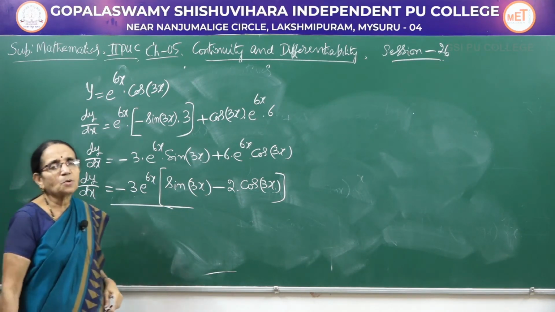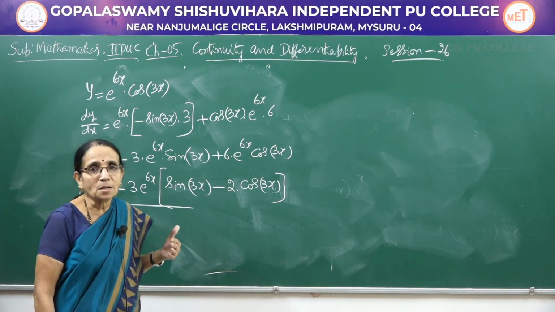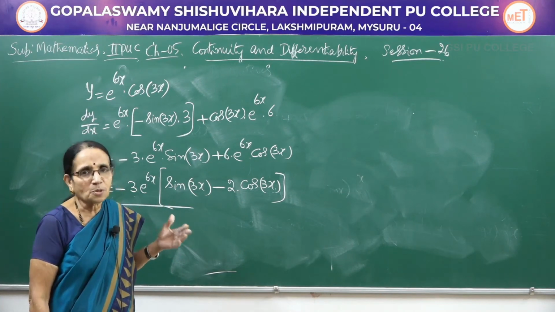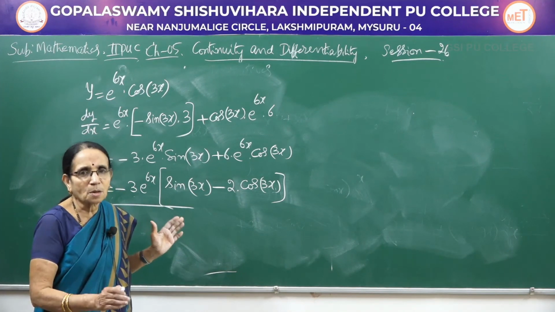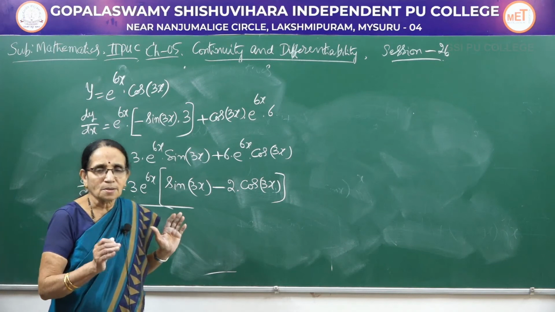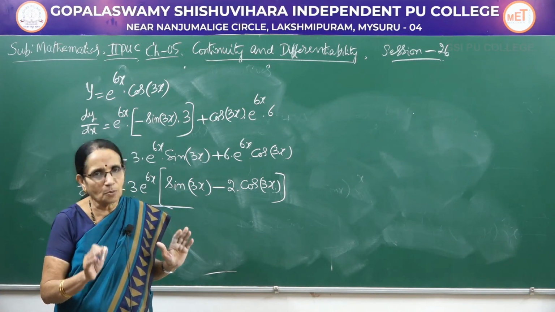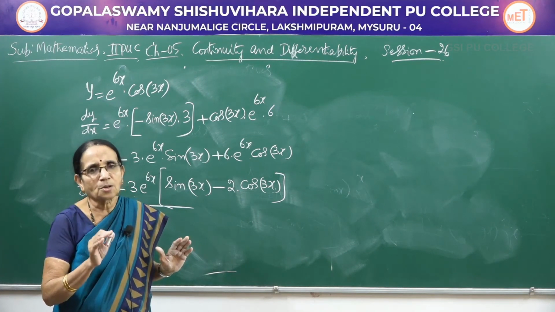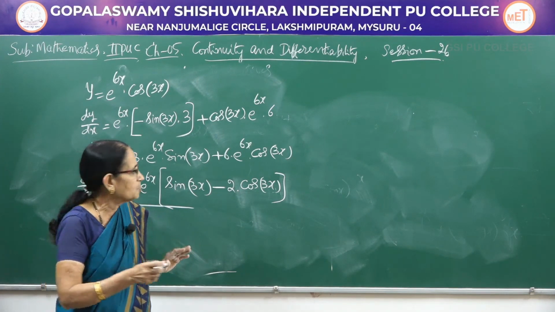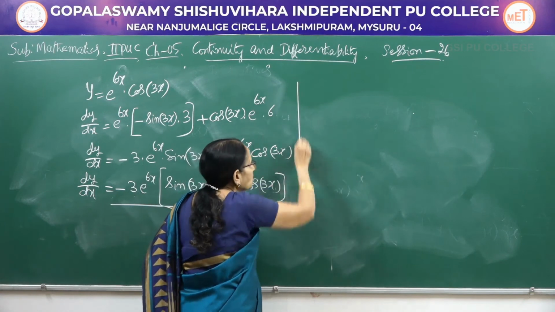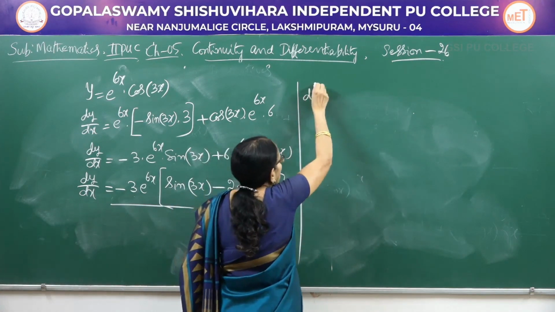I told you, whenever we have an exponential function as a part of that, it always comes out as a common factor. So both the terms would be containing e power x. For the second derivative, either you apply the product rule for both the terms individually, or take out the exponential function as common factor, then go for the differentiation for the second time.